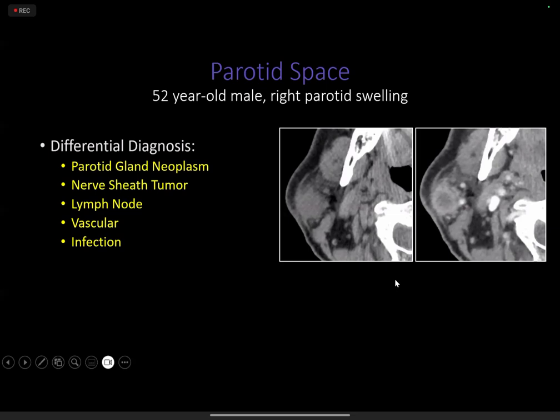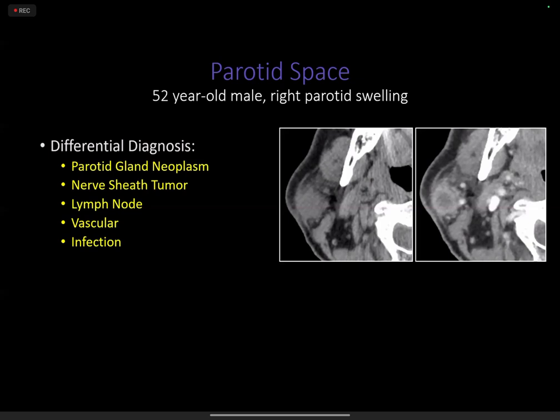Here's a male that presented with right parotid swelling. Here on this non-contrast image, we see this lesion that has irregular spiculated borders. We give contrast right over here, and the peripheral margins are again very irregular, but the peripheral margins enhance as well. So now we go back to a differential diagnosis.